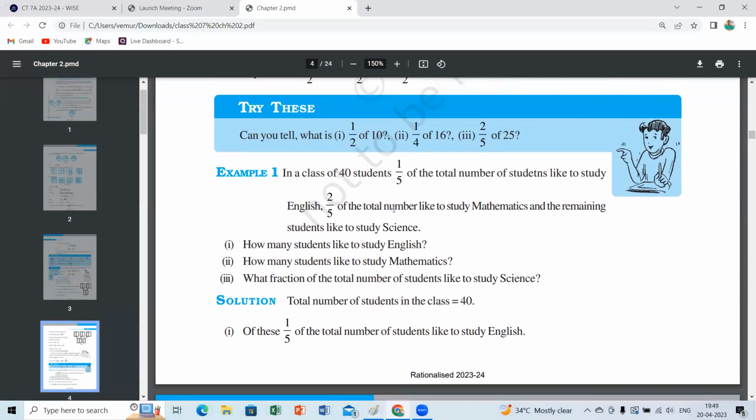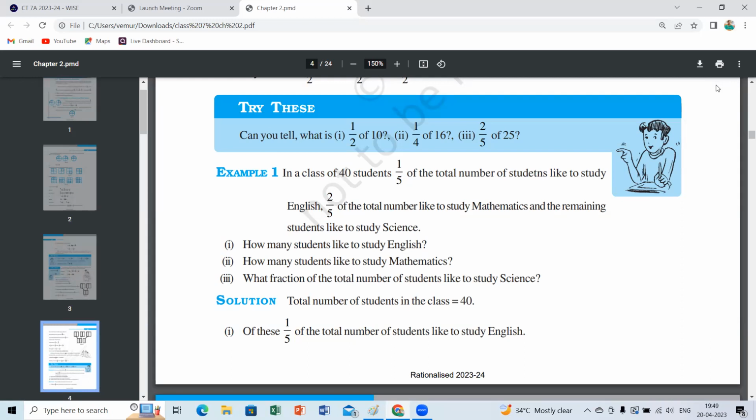There is a class of 40 students. 1/5 of the total number of students like to study English. 2/5 of the total like math, and the remaining students like science. The question is, how many students like English? How many students like mathematics? How many students like social science?